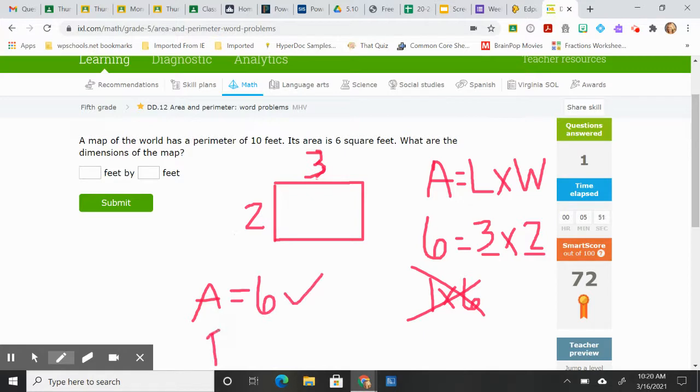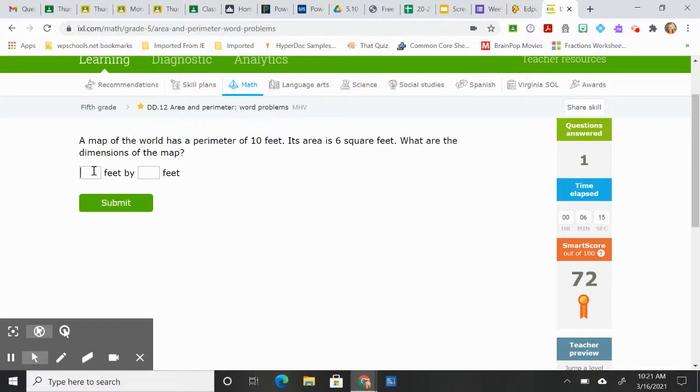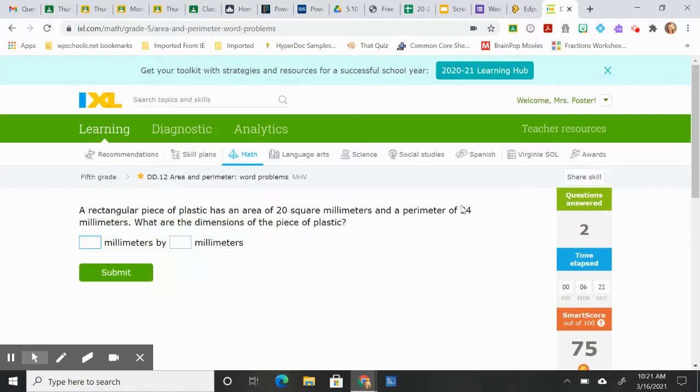And the perimeter would be 3 plus 2 plus 3 plus 2, or 3 plus 2 doubled, or times 2. And that would give us 10. Okay. So that one is correct. So it has to have dimensions of 3 and 2 in order for that to work. Okay.